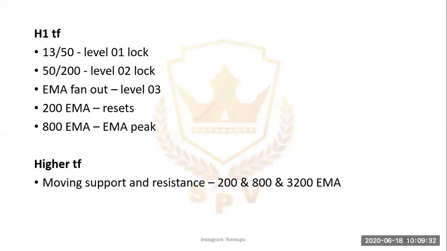In higher time frames, we use the EMAs with higher periods as moving support and resistance points. Usually these are targets. When you see a peak extension, like price extending after the cycle is complete, these are usually the targets: the 200, 800, and 3,200 EMA.